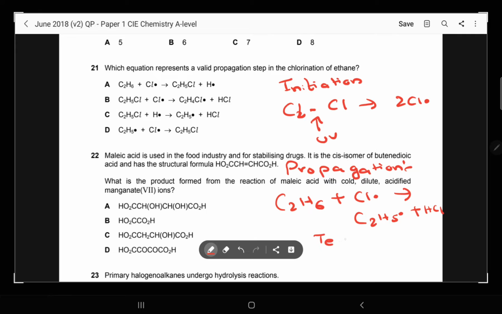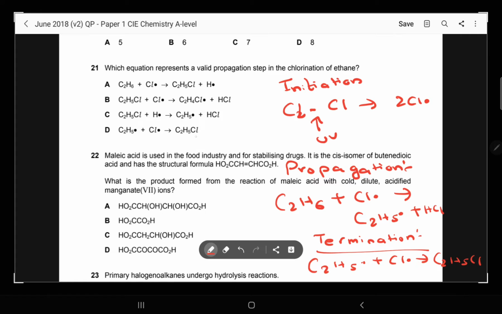For the third step, there is termination, where two radicals now combine together. So for example, if you already have a C2H5 radical from before and a Cl radical from now, it is going to result in a C2H5Cl, thus ending the reaction as the radicals are now out of the system. So for our purposes, we have to find out which of these are propagation steps.